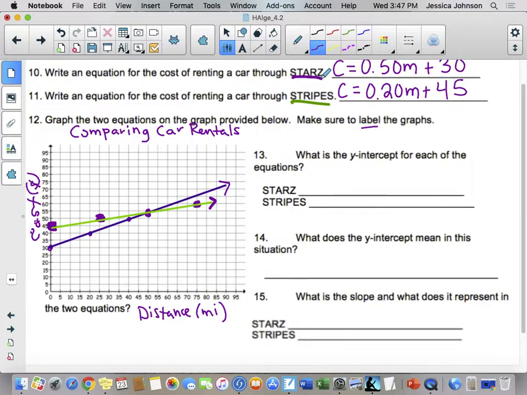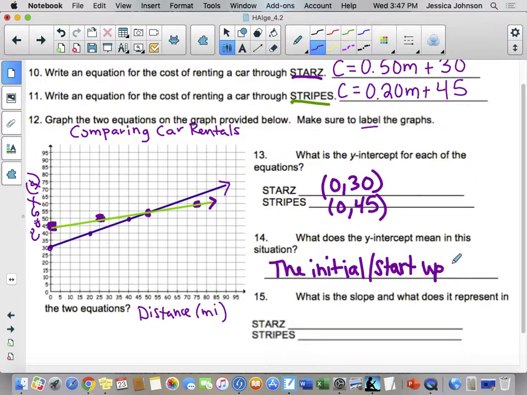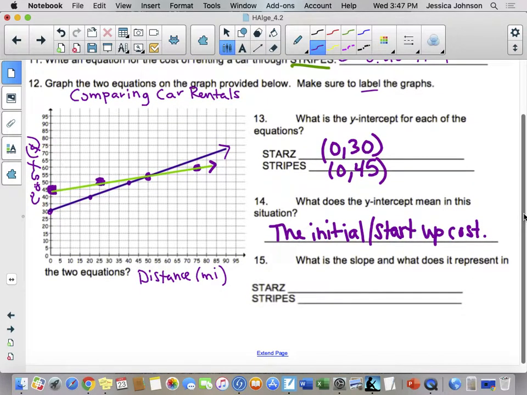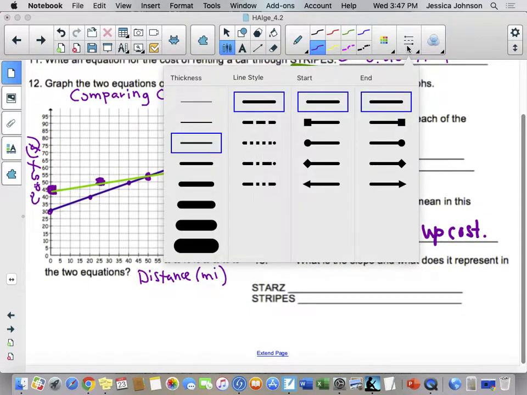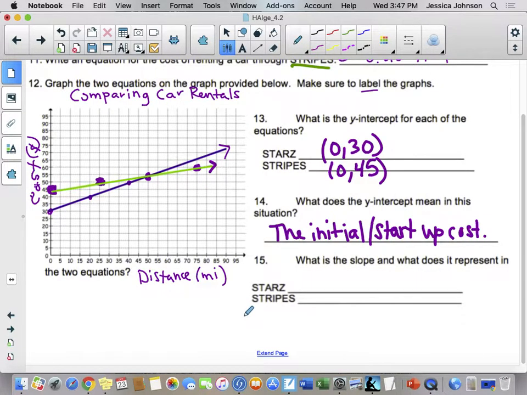What is the y-intercept for each of these equations? So stars y-intercept is 30. Stripes y-intercept is 45. What does the y-intercept mean in this situation? It's the initial or the startup cost. Next question says, what does the slope represent in each situation? So stars slope would represent that it's 50 cents per mile, and stripe slope would represent that it's 20 cents per mile.